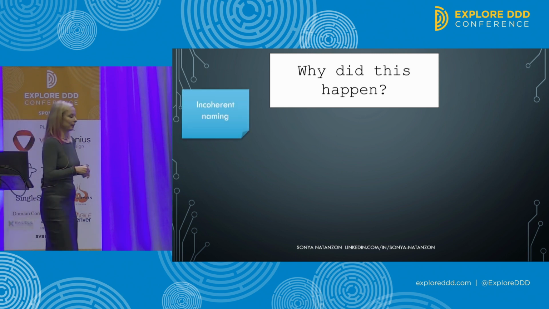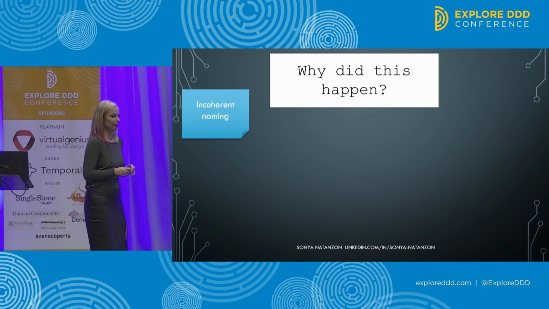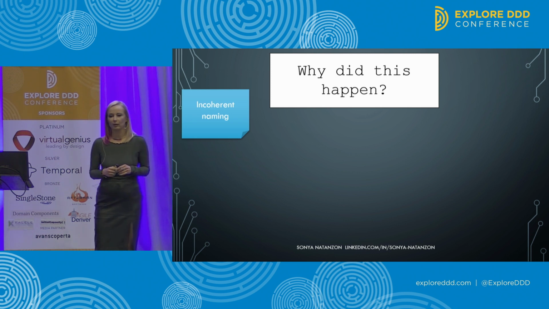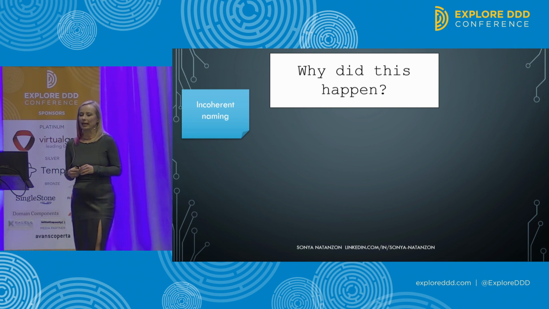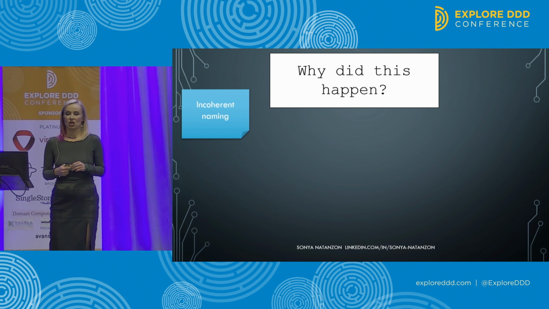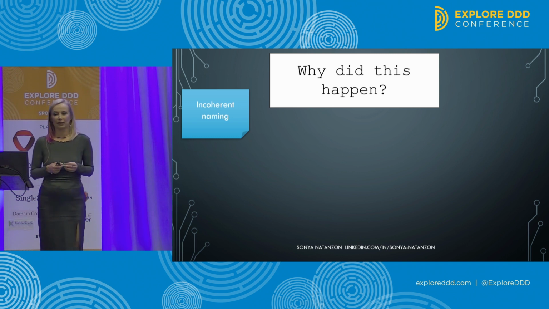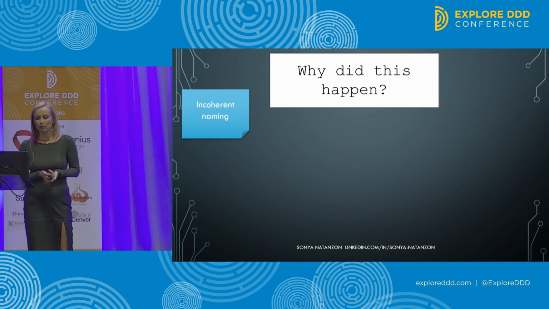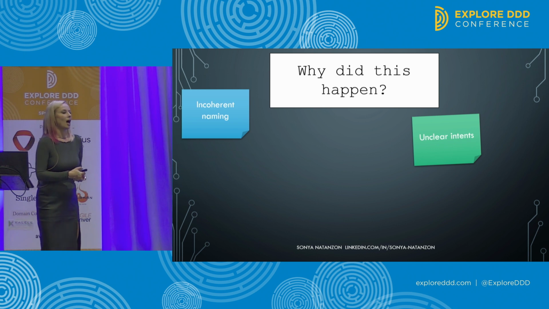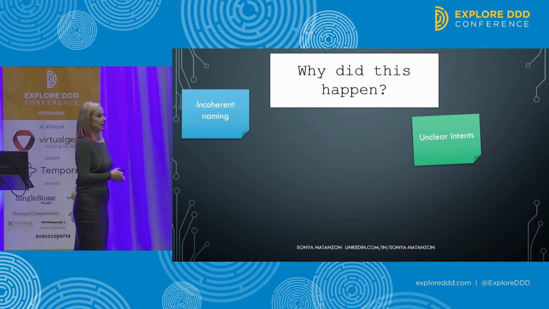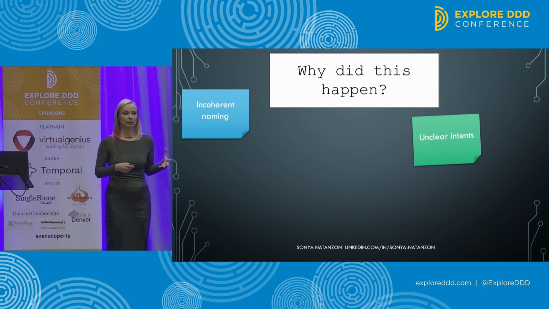We are at Domain-Driven Design Conference. Everybody knows the importance of ubiquitous language. We had some incoherent naming. So detected, reportable, what do they really mean? Maybe not super clear. We had some unclear intents. One domain intended something for the other. Did it communicate it properly? Probably not.